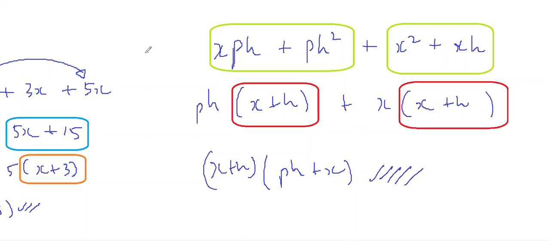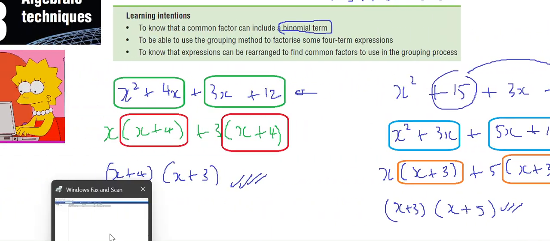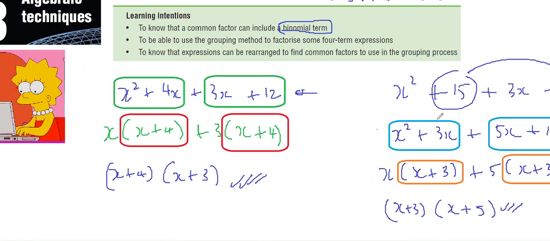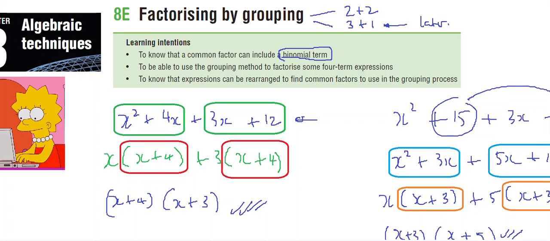Obviously, what they're going to give you, you will be able to factorise by grouping 2 together and 2 together. As I said at the start, I will show 3s and 1s after we've done 8f.